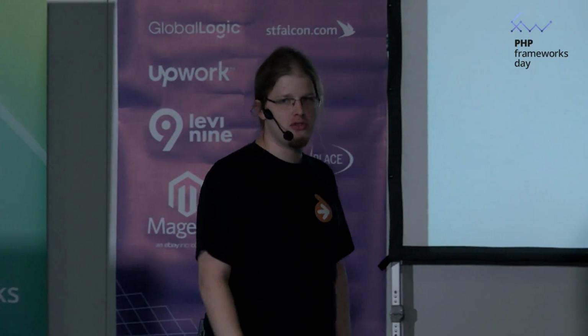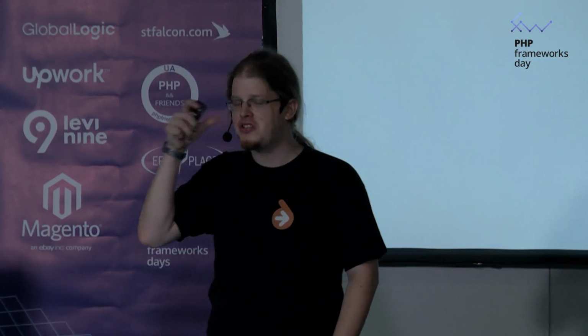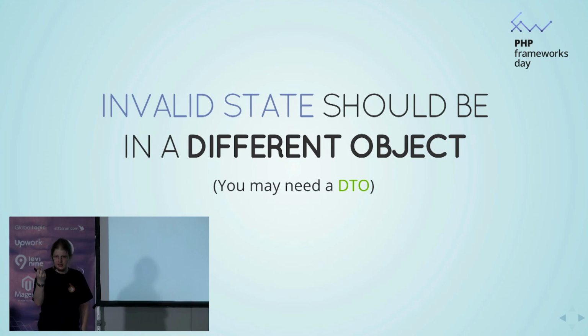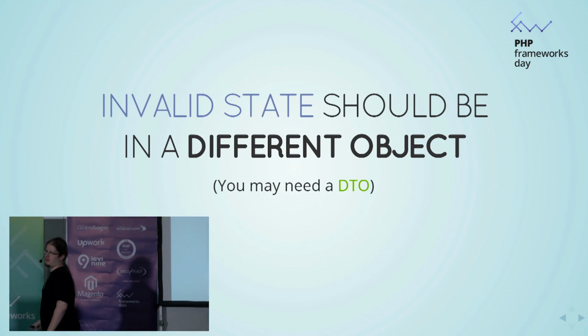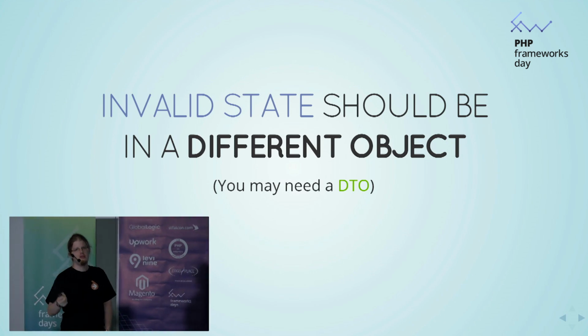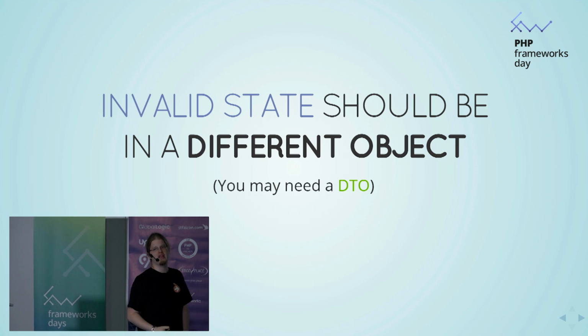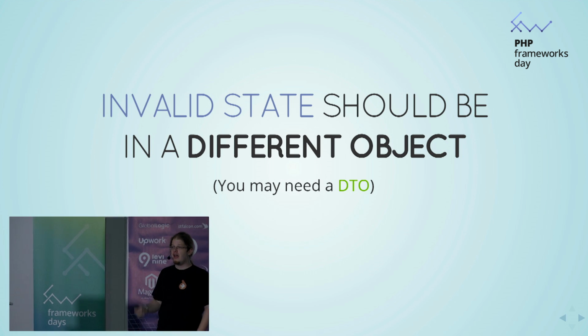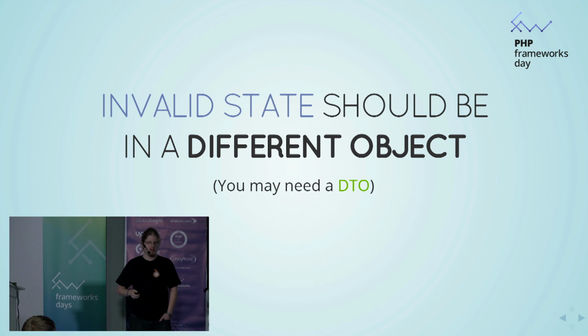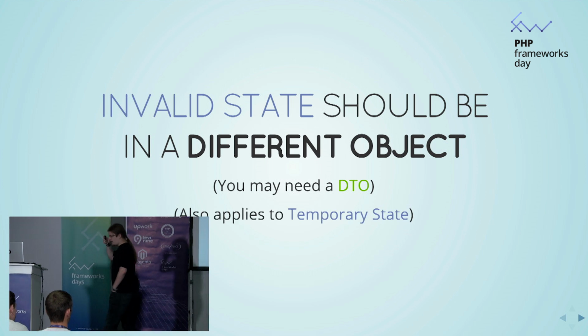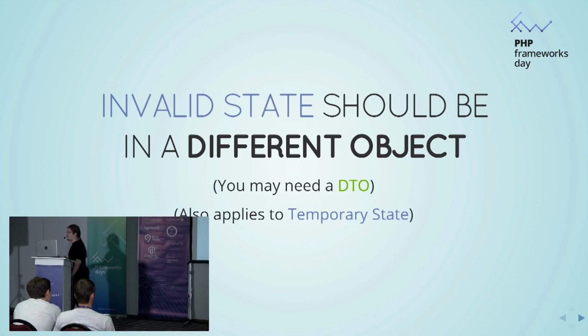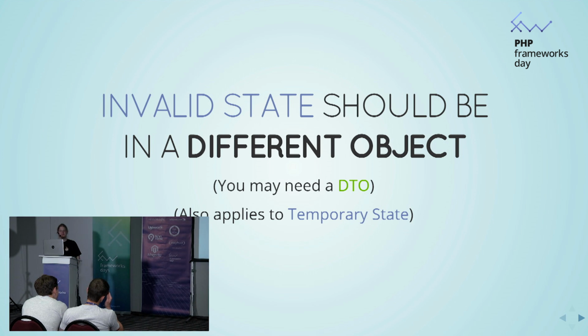So what you do is you use something called a data transfer object, which is just a stupid struct-alike object. It can even have public properties, but at least you know that you do not trust this object. You will have to validate it. But it is not the entity. You're not creating an entity with invalid data. And this applies to any kind of temporary state that you're not sure about.